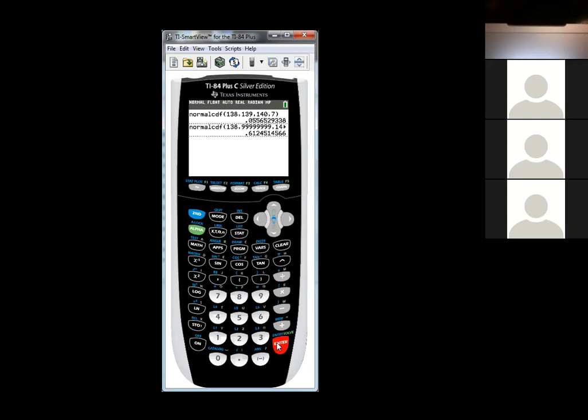And that's 0.61245. So now I just divide 0.05565 divided by 0.61245.